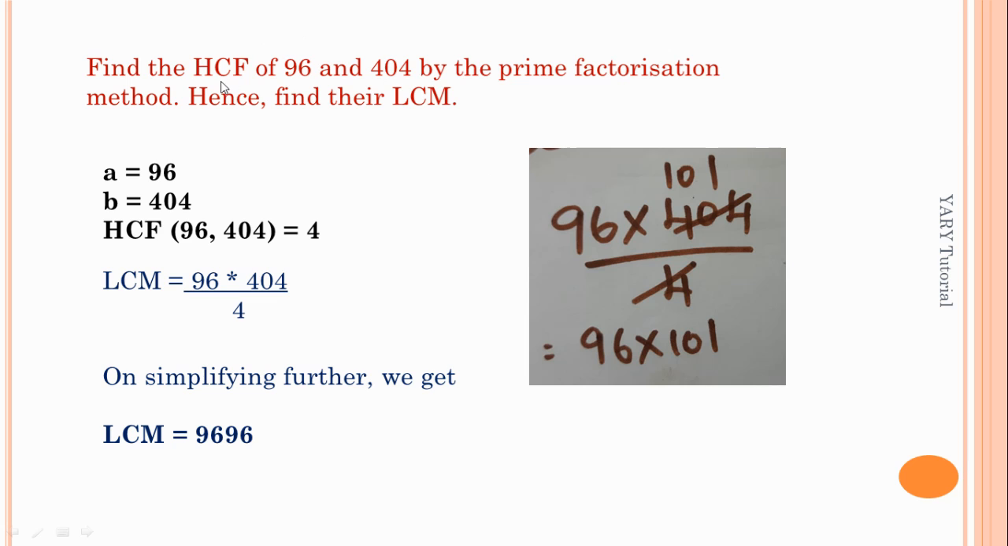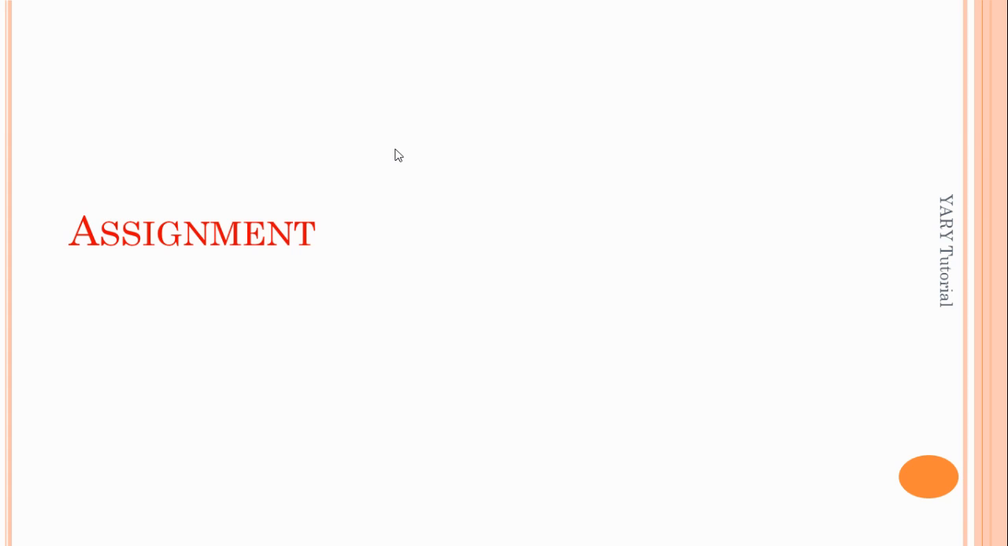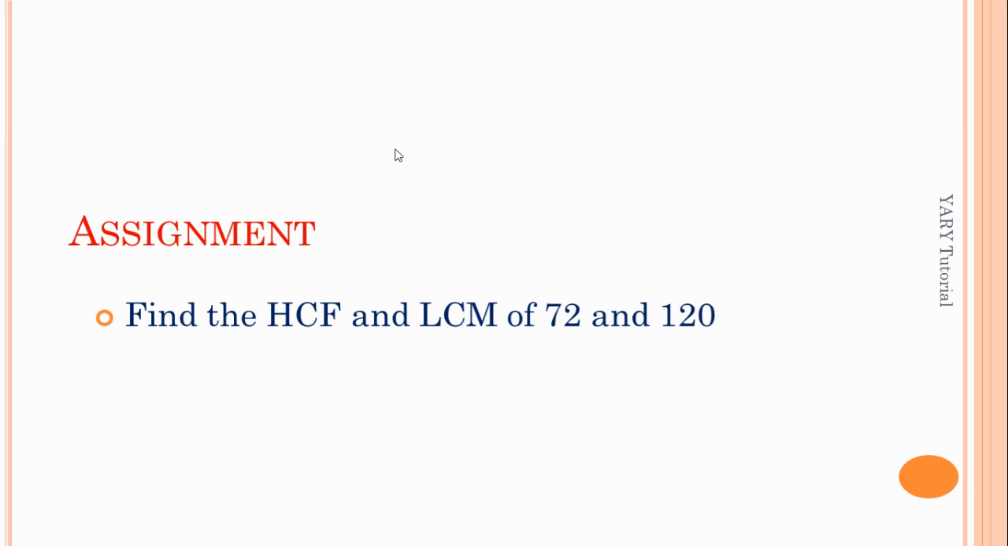We have found the HCF using the prime factorization method and we have found the LCM using the formula A into B is equal to LCM into HCF of those two numbers. So you can take this as an assignment and you can give me the answer in the comment section, which I will discuss in the next slides. Find the HCF and LCM of 72 and 120.